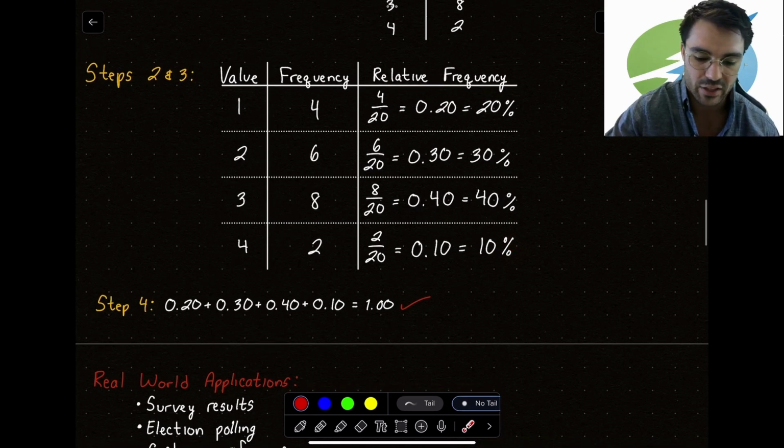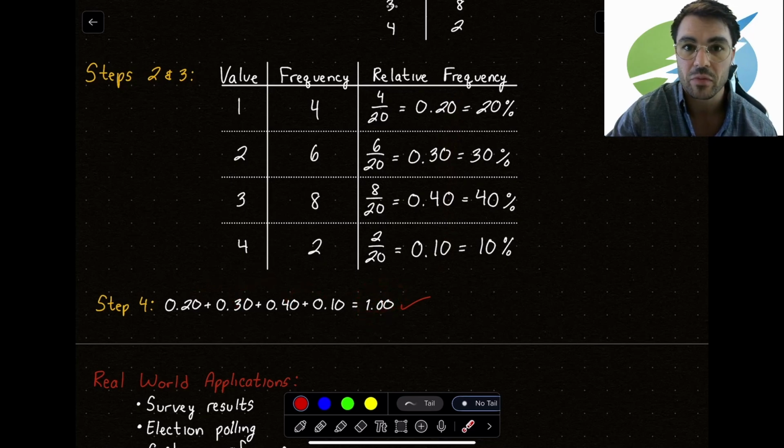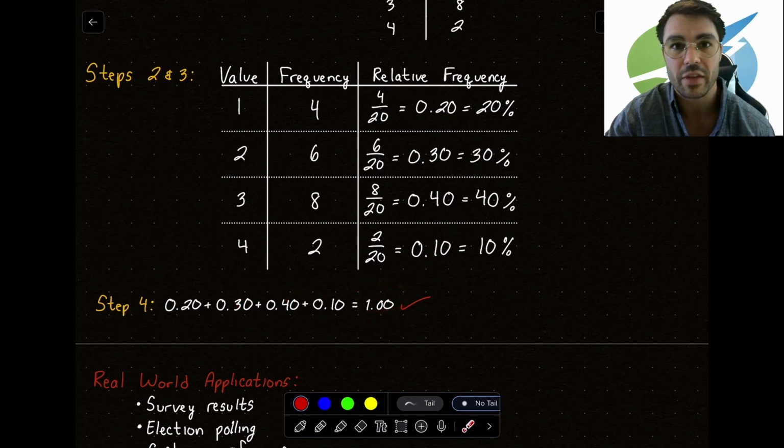Okay. And lastly, we just double check. I chose to add up the decimals here. We add all of these up, they should add up to 1. We know everything checks out. Cool. Easy peasy.